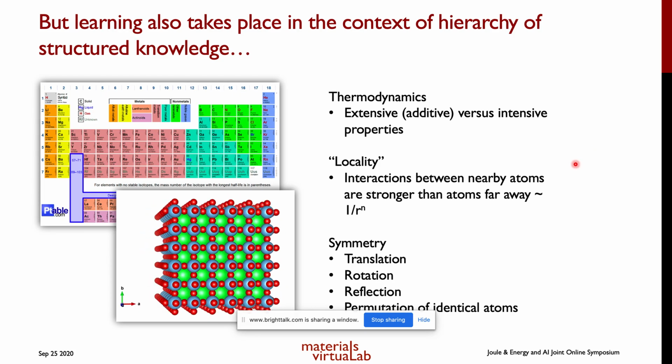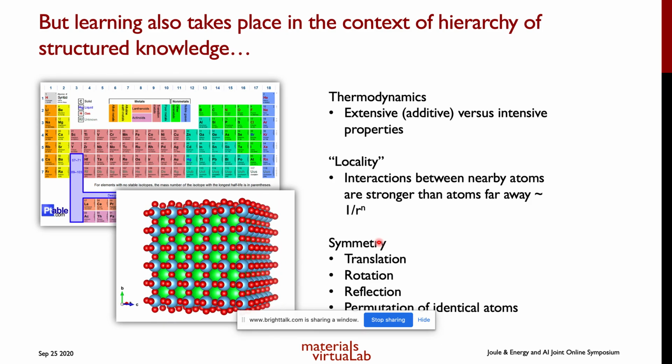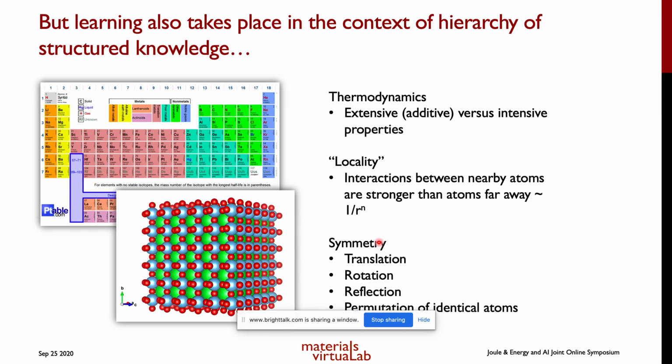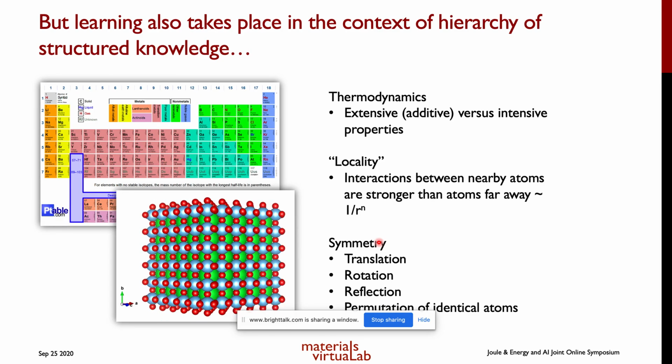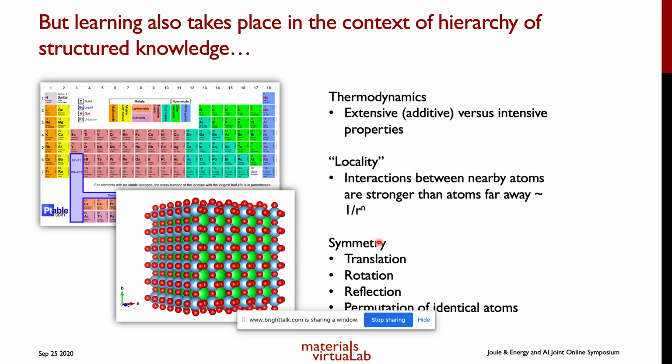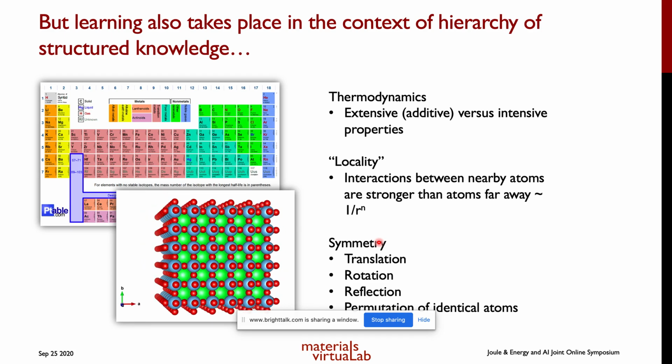We also have principles of symmetry, right? So things like translation, rotation, reflection, and permutation of identical atoms. We know that when we perform these symmetry operations, the property of the material must remain unchanged, okay?